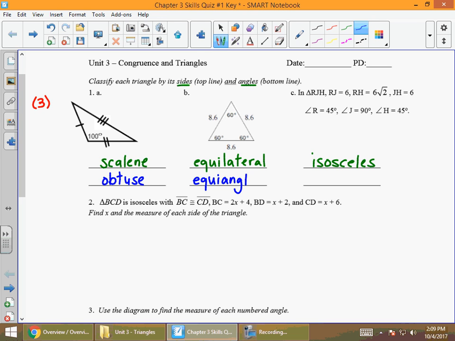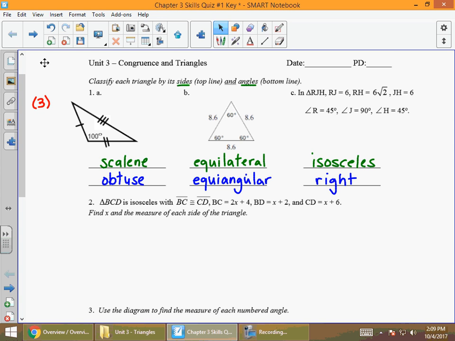So, equiangular. Let me spell it right. Angular. So equiangular. And then for C, I have a 45, a 90, and a 45. Because of that 90, it is right.